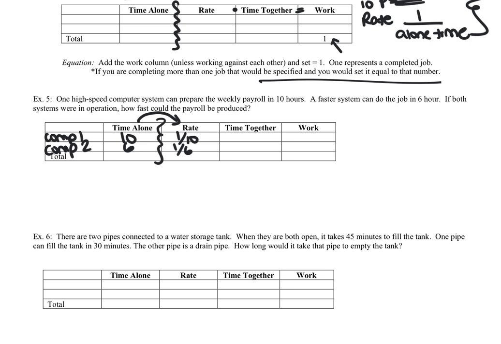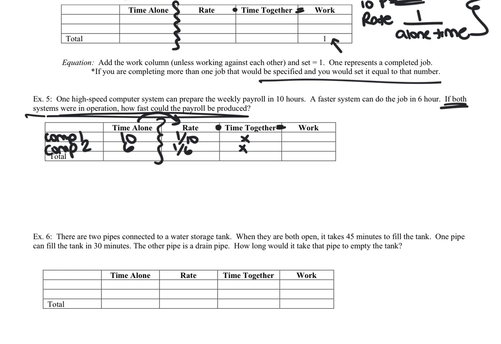And then time together. So we're going to do our speed or our rate times how long they work together is equal to the amount of work they get done. So the time that they're working is going to be actually what we're searching for, because it says how fast can the payroll be produced? We're actually wondering what is the amount of time it takes them to do that if they're working together? Now, because it doesn't say that one's working longer than the other or one starts before the other, we're going to just say that both of these are X. They both start at the same time. They both end at the same time.